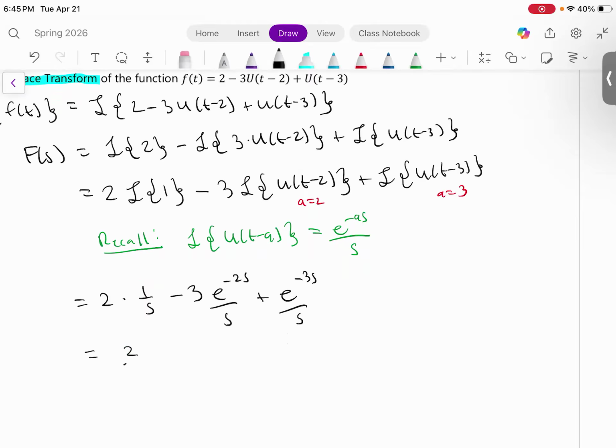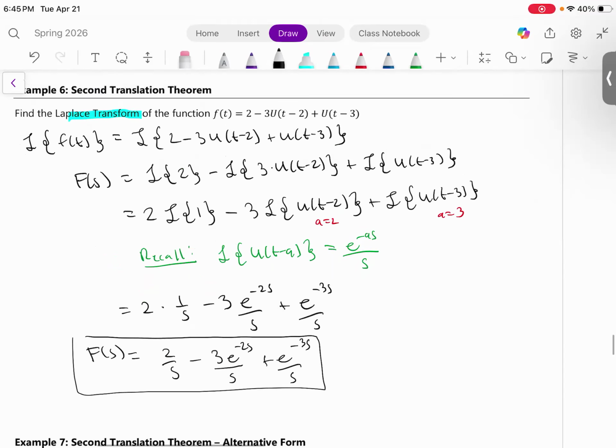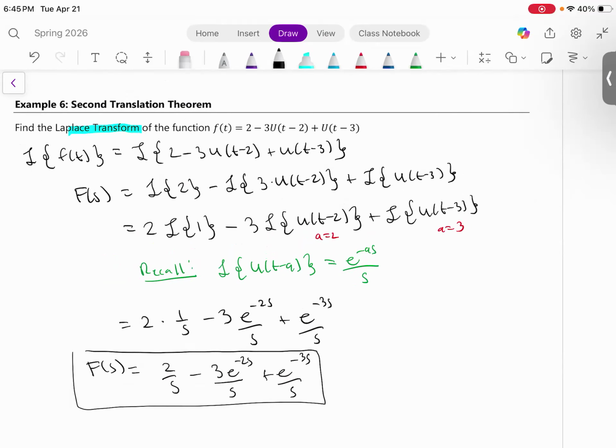Okay, so if we could clean this up a bit, 2 over s minus 3 e to negative 2s all over s plus e to negative 3s over s. Well, that is the Laplace transform. So just an example of finding a Laplace transform of a unit step function, and if it has more combining parts, using the second translation theorem.